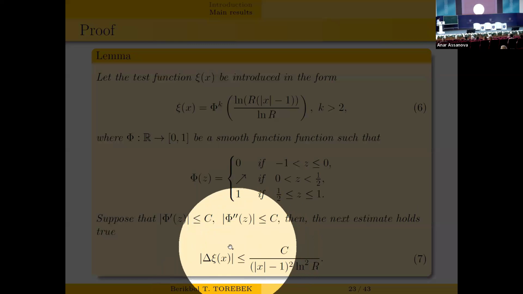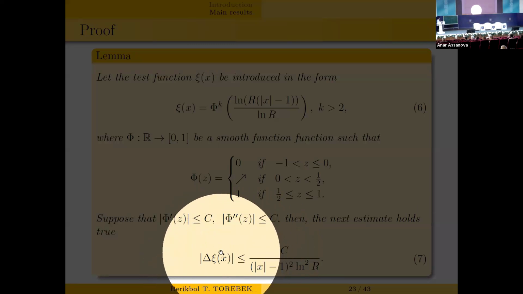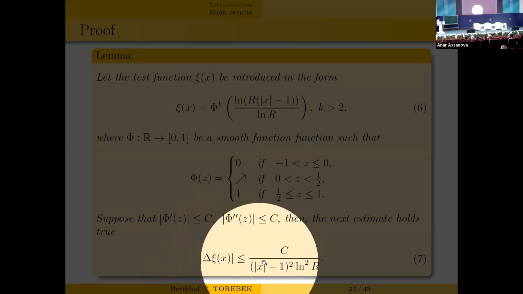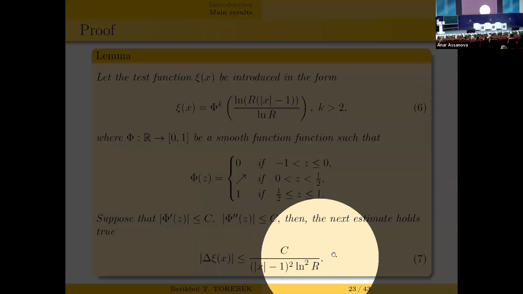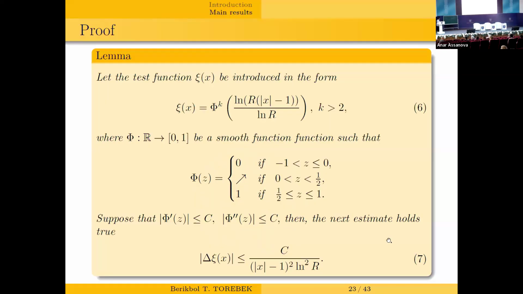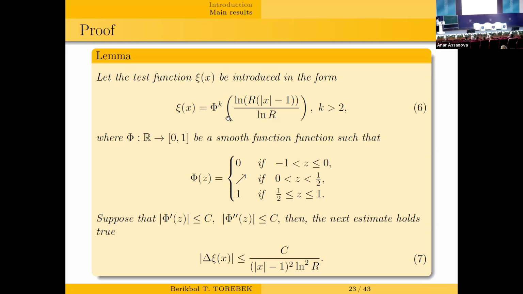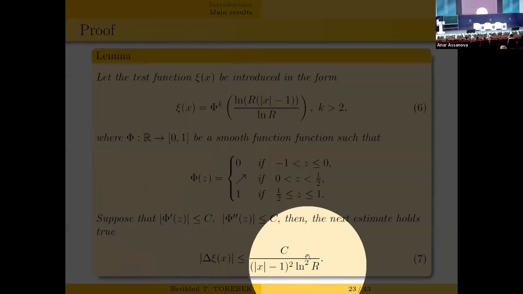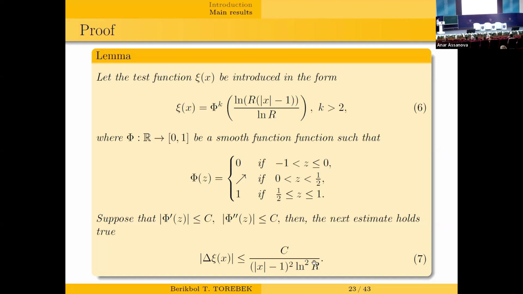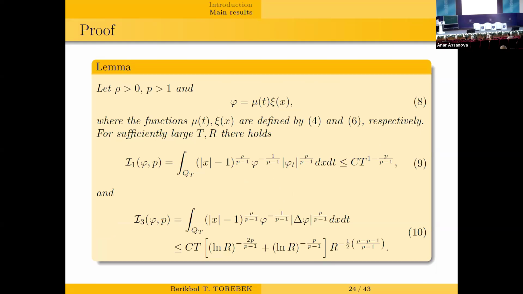Then for the Laplace operator of the function xi, we have this kind of estimate from above, defined by formula 7. We will skip the proof of this lemma because it is quite easy. You can just use the radial form of the Laplace operator, take the first order and second order derivatives of this one, and using these properties, you get inequality 7. And this is the second lemma.